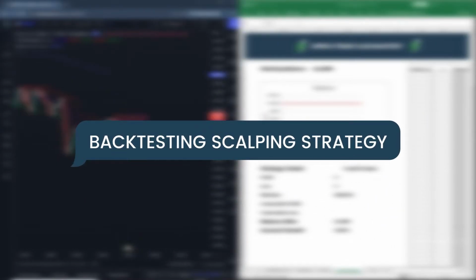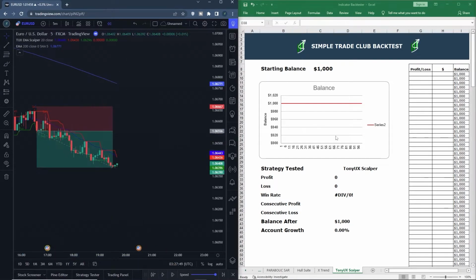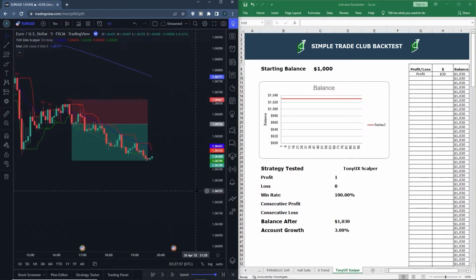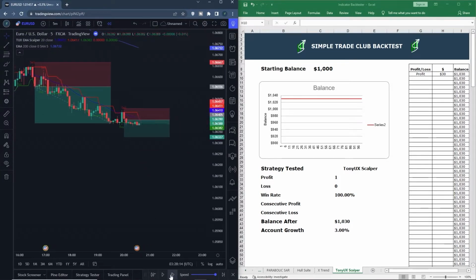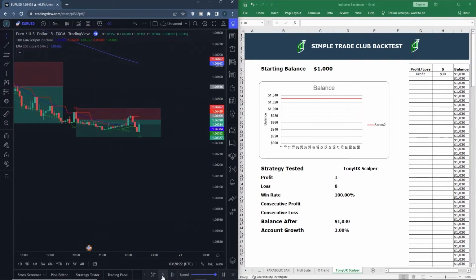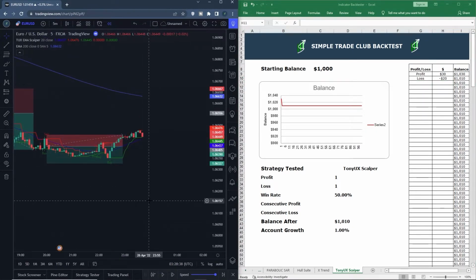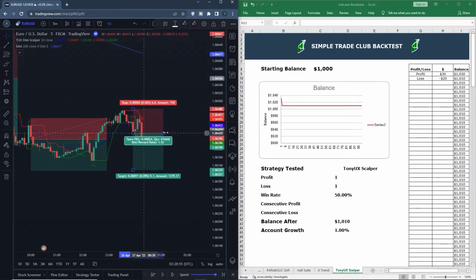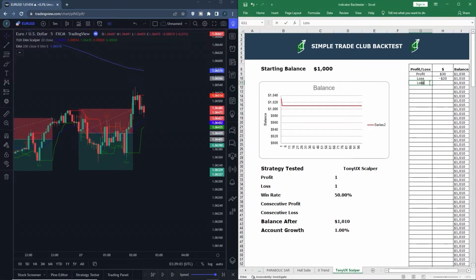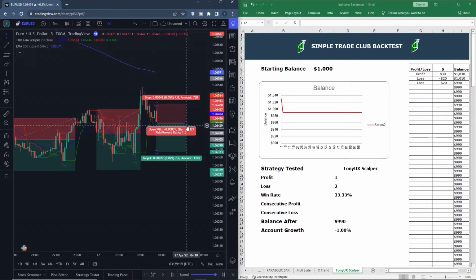Backtesting Scalping Strategy. Now let's test the tonyux scalper indicator for 100 trades. The starting balance of this test is $1,000. We will use 1 to 1.5 risk-reward ratio, with 2% of risk for a single trade. If we lose, we will lose $20. And if it profits, we will get $30. We will use 2% risk for a single trade for better account growth.